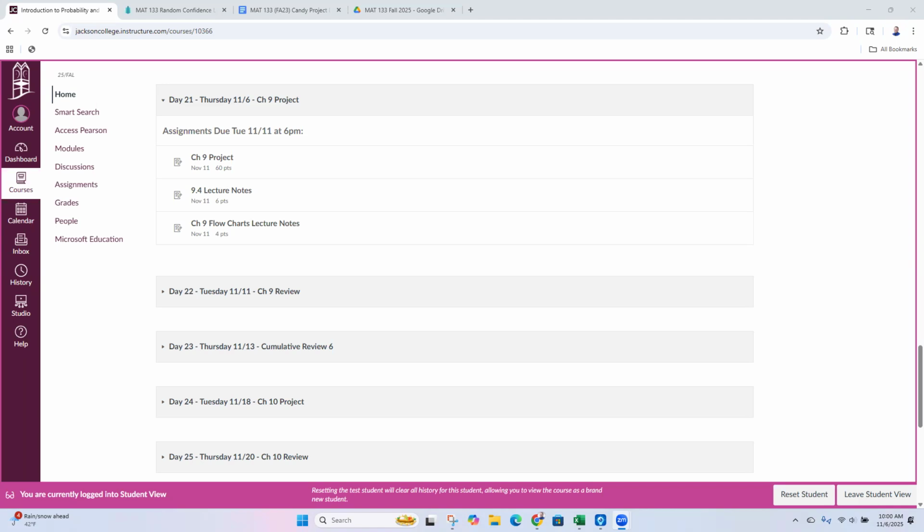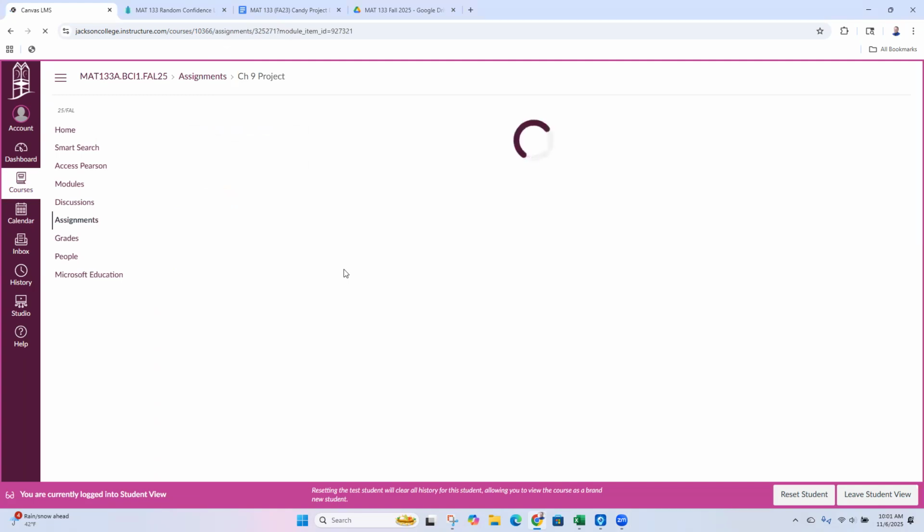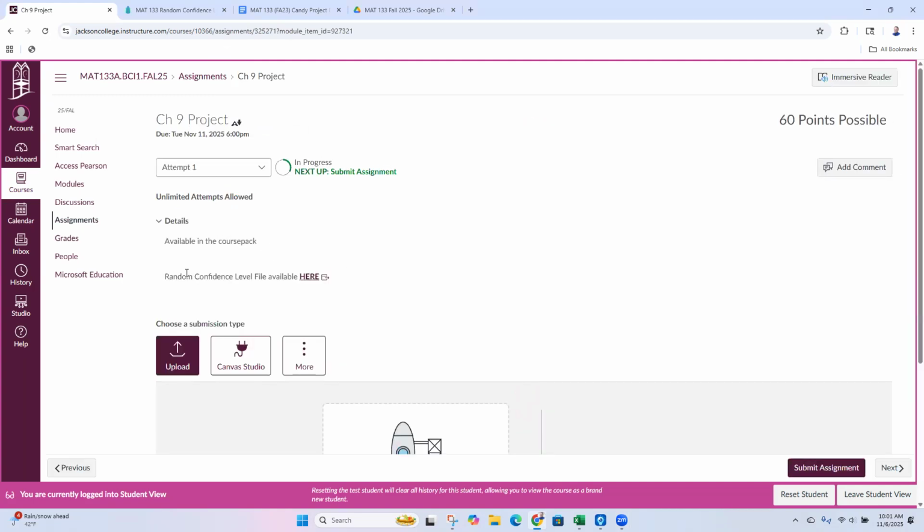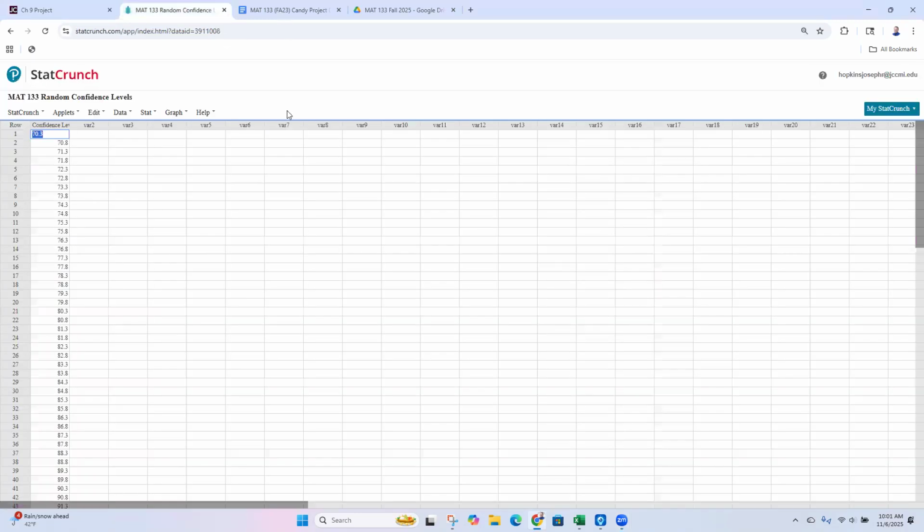And today we are going to be looking at the Chapter 9 project. The Chapter 9 project starts on page 569. Most of our projects were in Google Documents, but this one is actually in the course pack. So page 569. If you click on the Chapter 9 project in Canvas, there's not a link to take you to the Google document. There is a link, though, that we are still going to need that says Random Confidence Level File. And if you click that one, it'll take you to this in StatCrunch, where we have a whole bunch of different confidence levels.